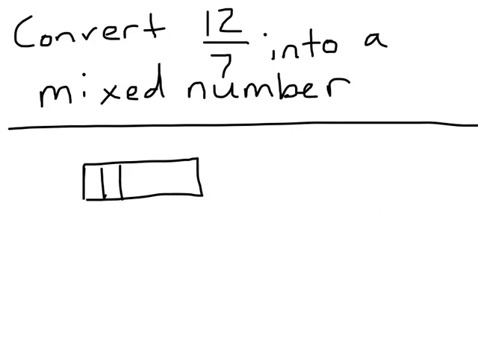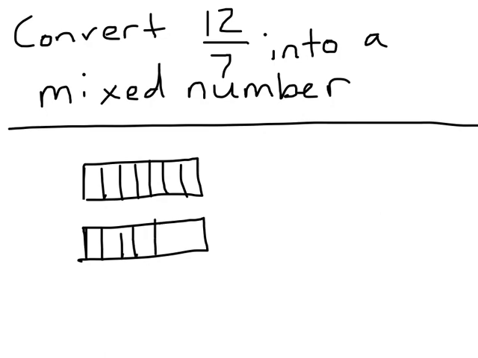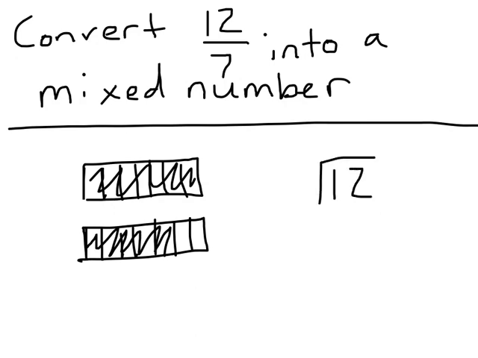So I have 12 over 7. Each one of these wholes is cut into 7 pieces. I have the whole first one, 7, plus 5 more. When I do this, I need to see how many whole groups of 7 I can make. So I'm going to divide.